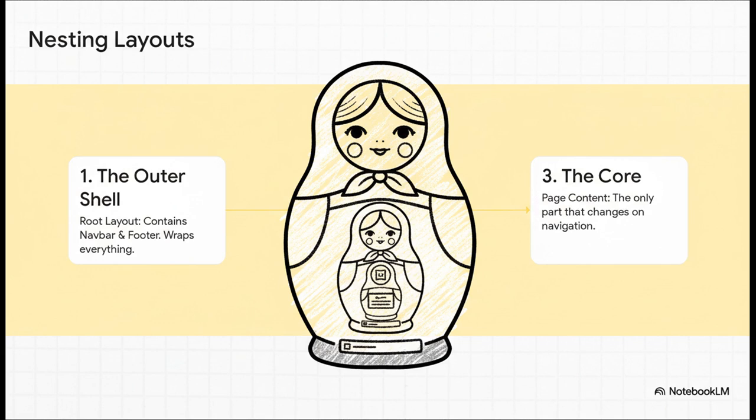Well, the solution is nested layouts. It's just like a Russian doll. Each layout wraps the content that's inside of it. So you've got this outermost shell, we call it the root layout, and that holds stuff that's always there, like your main navbar and your footer. It wraps everything. Then you can have inner layers, inner dolls for specific sections, like maybe a unique header just for your blog. And right there, at the very core, that's the page content itself.